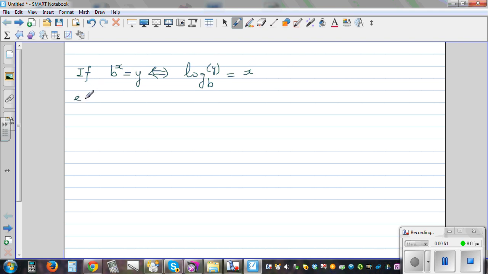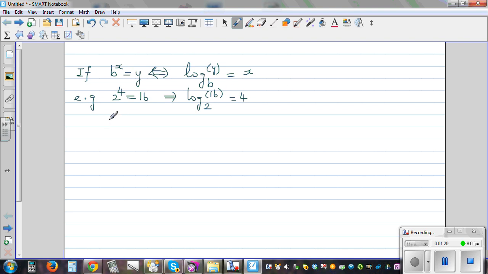So what does this mean? This means, say, 2 to the power 4 is 16. This is exponent form. The same thing, if you want to write it in log form, this implies log base 2 of 16 is equal to 4. I always write it in this order so that I don't have to remember. I only remember it like this: 2 to the power 4 is 16.